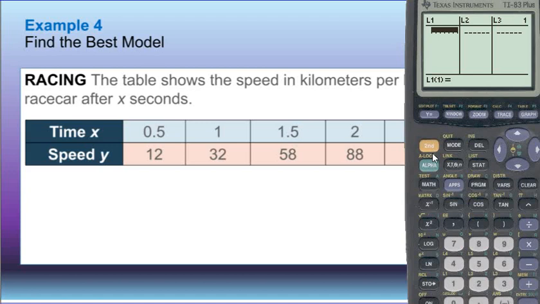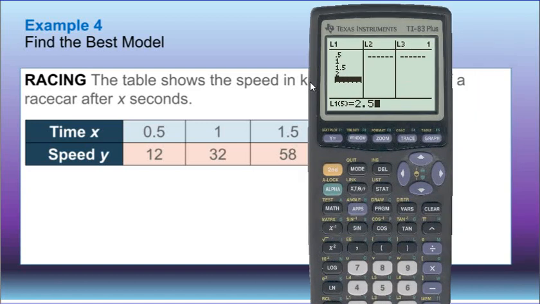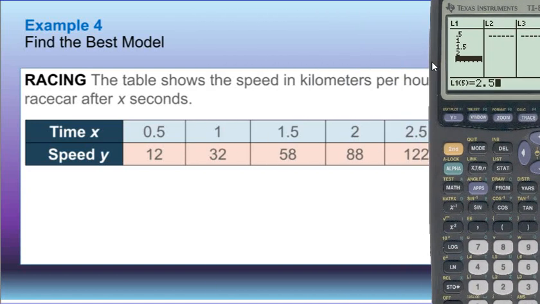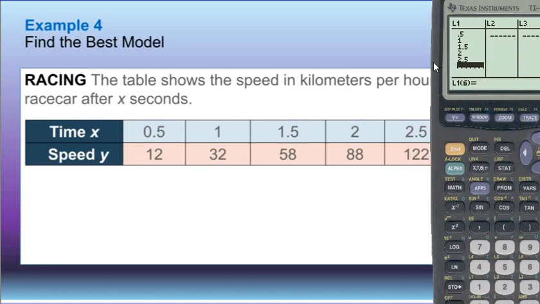I'm going to put the points exactly the way it is. So 0.5, 1, 1.5, 2, and 2.5. I believe that last one was 2.5. Okay. Then my y's are 12, 32, 58, 88, and 122.